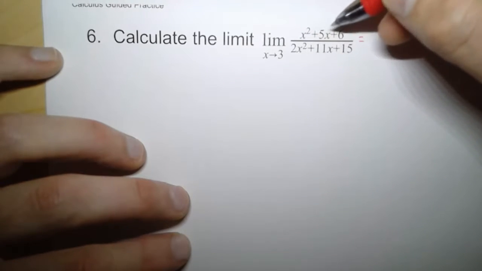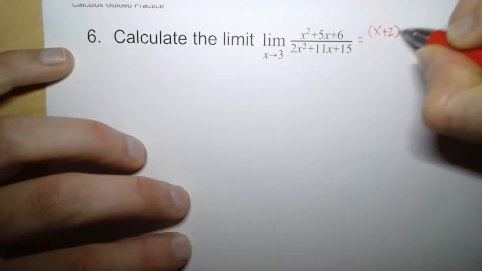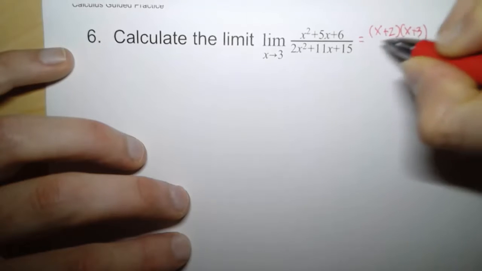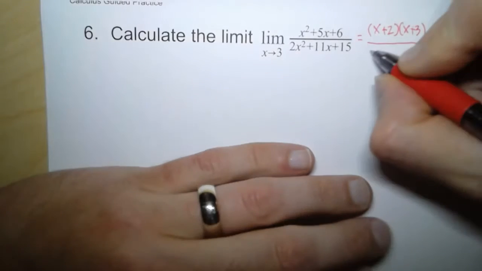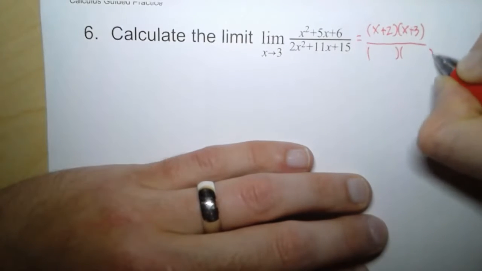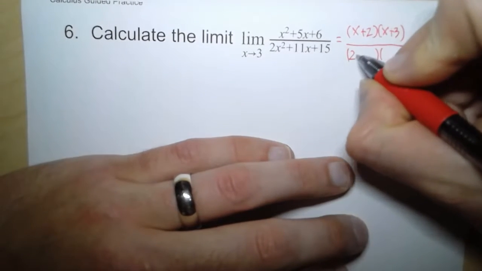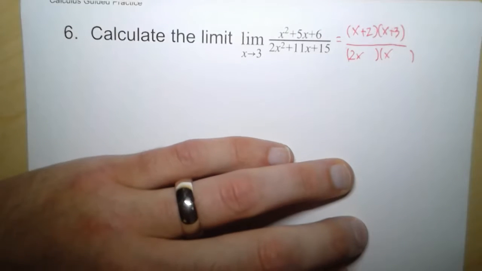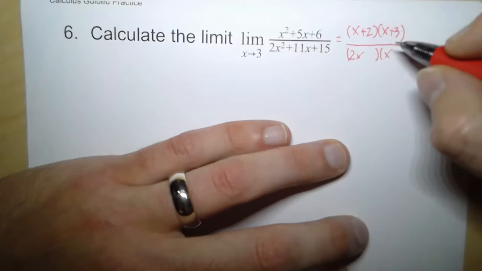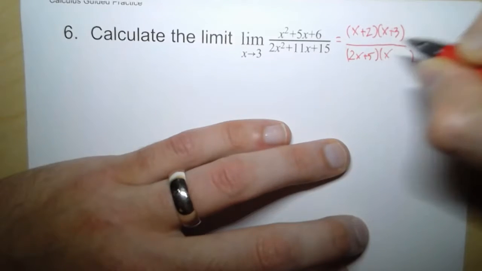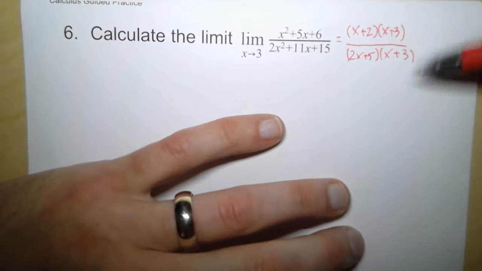So x squared plus 5x plus 6, so that's going to factor into x plus 2 times x plus 3. And then on bottom, 2x squared plus 11x plus 15. That's a little bit trickier because we have a 2 in front of the x squared. So that's going to be 2x and x. And 15, that's going to break into 5 and 3. So that's going to be 2x plus 5 right there, and x plus 3, like that. So that's how this factors.